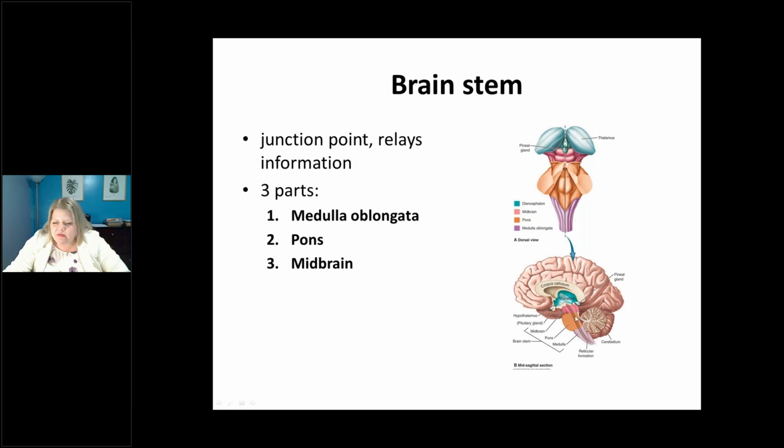We also can see the really cool arbor vitae, which is a term you don't have to know, but it kind of looks like a tree, at the cerebellum. And we can also see the pituitary gland here, the pineal gland, and we'll talk about some of those structures later when we get to the next part of the brain. But for now, we're going to focus on the medulla oblongata, the pons, and the midbrain.